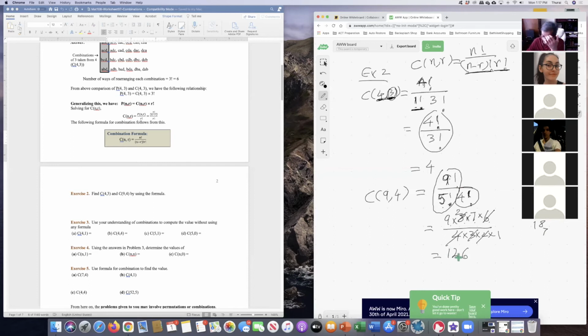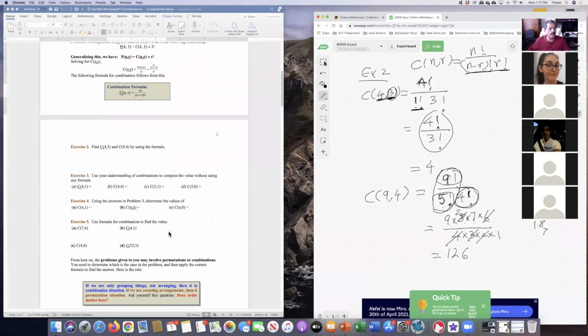126. That's how you simplify. If you don't simplify this way, if you try to find factorial 9, factorial 5 and factorial 4 separately, there's nothing wrong with that. You can do it that way. But if the numbers are big, you cannot find these individual factorials. So this method is necessary in most cases.